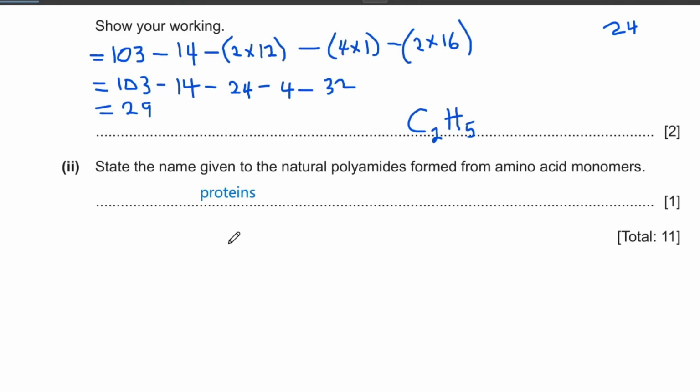That completes IGCSE Chemistry, Paper 4, Variant 2, October-November 2023, fully solved using the official mark scheme.